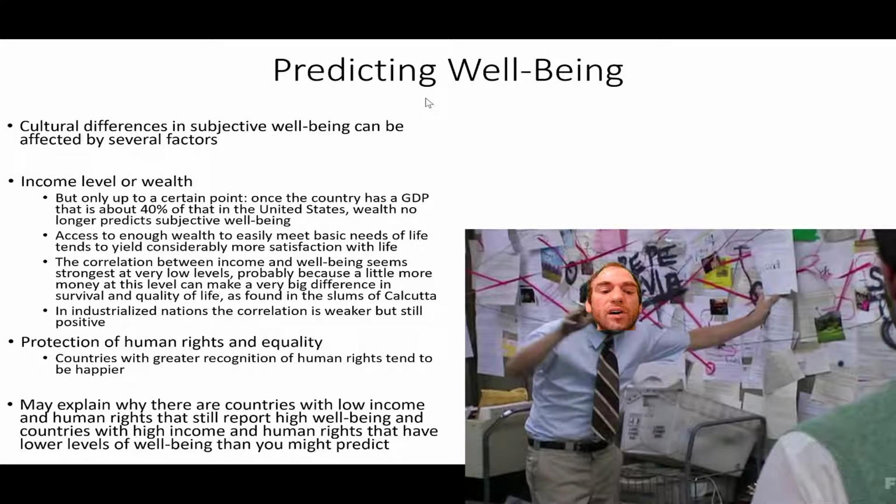However, there are countries with low income and low human rights that still report high well-being, and countries with high income and high rights that have lower levels of well-being than you might predict. So basically, there's a model that would predict a country's overall well-being based on its human rights record and income record, and this can be for a whole host of reasons, one of which is human rights being described in the West as there are particular notions of human rights within the West.